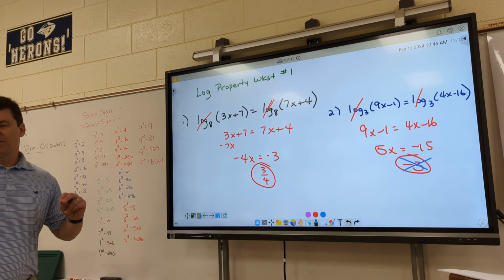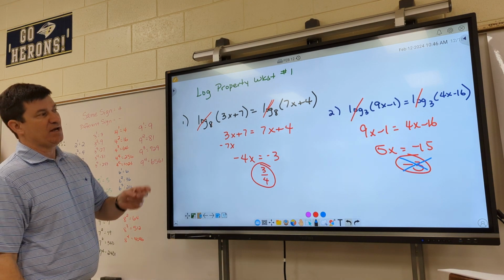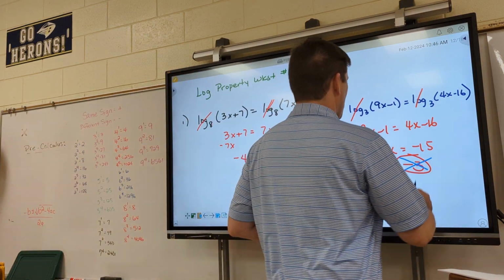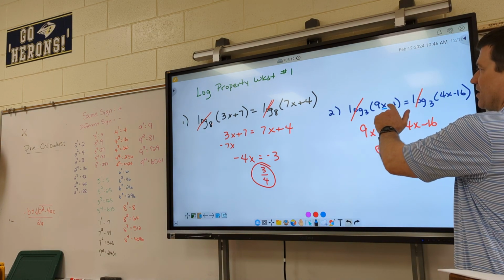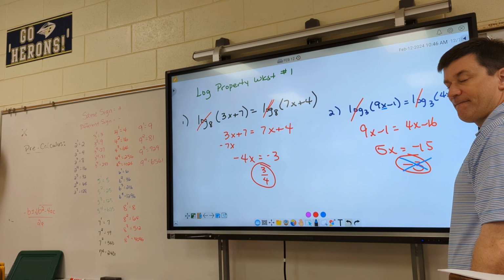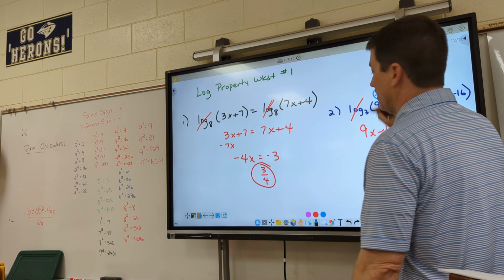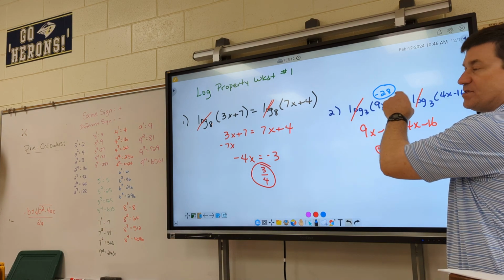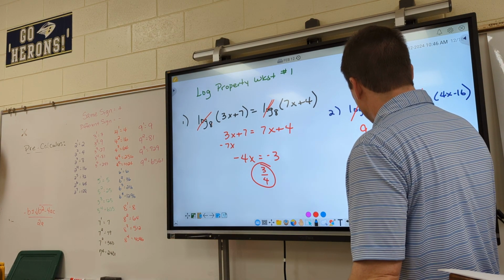Every problem on this sheet, on these properties, you have to check every answer to see if it works. Why does this one not work? Plug negative 3 in right here. Let's see what you get. 9 times negative 3 minus 1 equals what? Negative 28. When you plug it in, if you get a negative number or a 0, you can't have that with a log. That's why this one gets thrown out and it's a no solution.